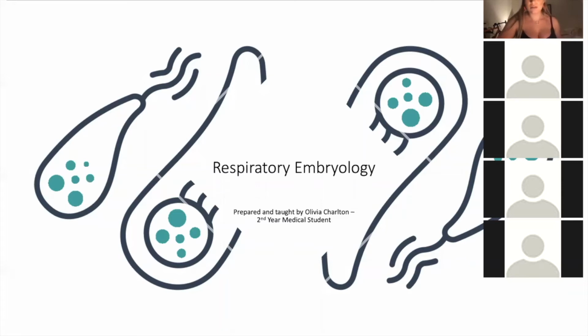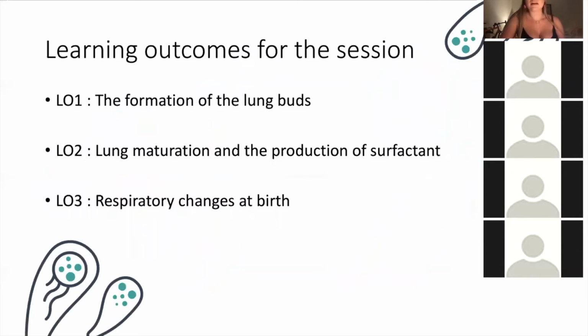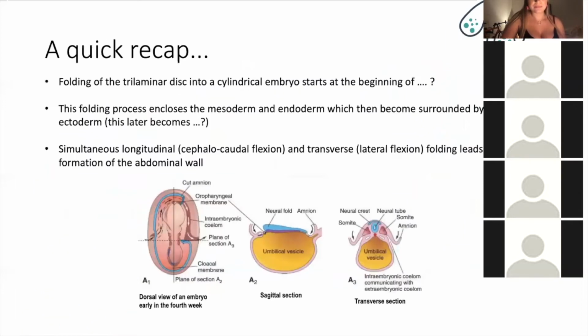I've tried to make it as condensed and as simple as possible because, as you probably know, it is very complex and confusing, and you can honestly spend all day online looking at various things. So I've tried to break it down, keep it quite simple, and get just the key information. In the session, we're going to cover the formation of the lung buds, lung maturation, and the production of surfactant, and we're going to look at the respiratory changes at birth as well.